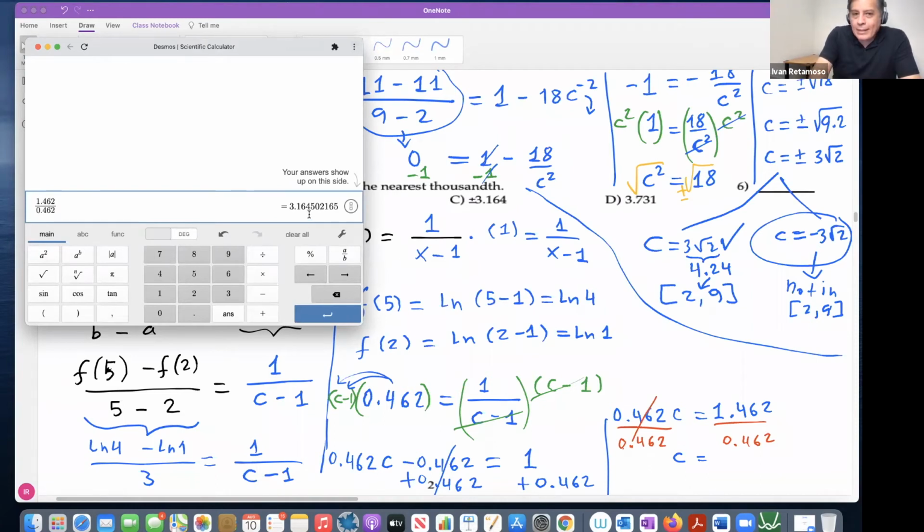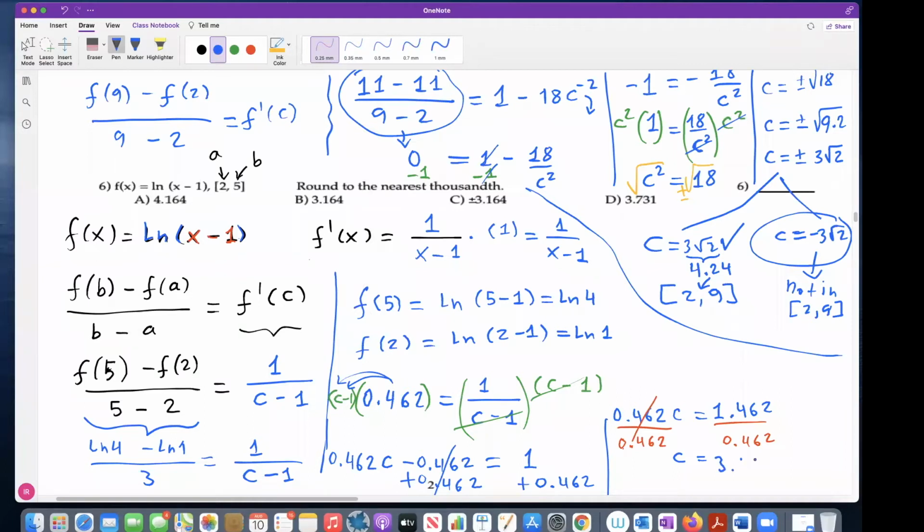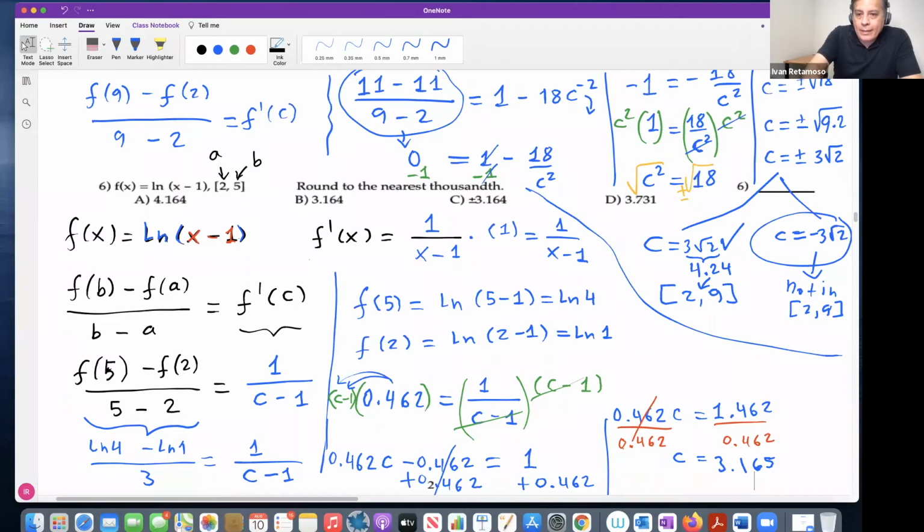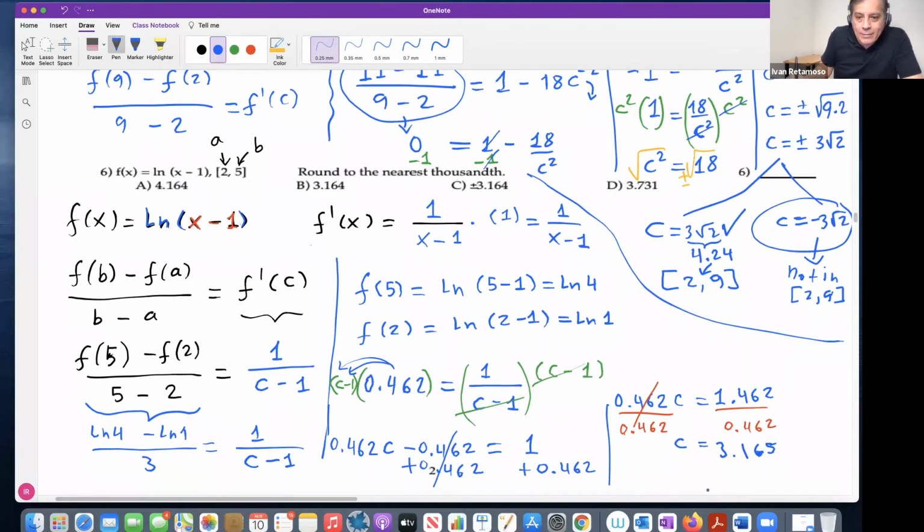3.164, rounded to 3 decimal places, 3.165, right? Let's write it out. 3.165. This is rounded to 3 decimal places, and that should be enough. Now guys, before singing victory, remember, we have to make sure that this guy we have gotten here is indeed inside this interval, right? Is it inside? 3.165, of course, inside, between 2 and 5, so it checks. Therefore, this is it.